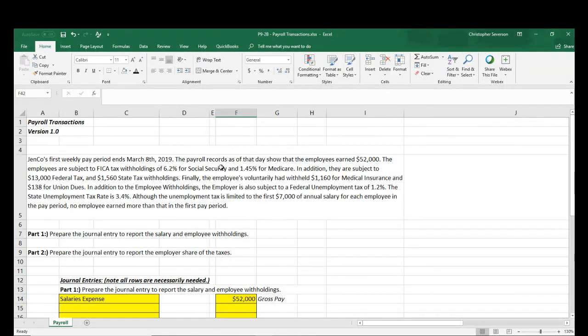So the other thing I will tell you is, generally speaking, these problems are going to give you the percentages. 6.2% has been Social Security's percentage for quite a while, and 1.45% for Medicare. There were a couple of years a ways back where there was a 2% reduction in Social Security just temporarily, but it's now back to 6.2%. Basically what I'm trying to tell you is, don't worry about memorizing these percentages. Every textbook problem I've ever seen has given you the percentages. They don't expect you to memorize it. So keep that in mind.